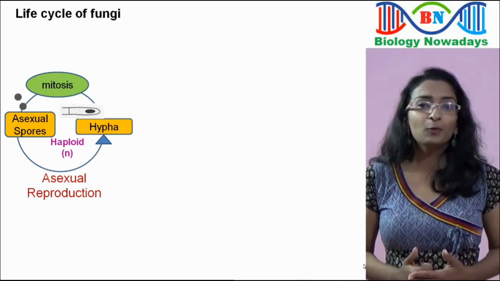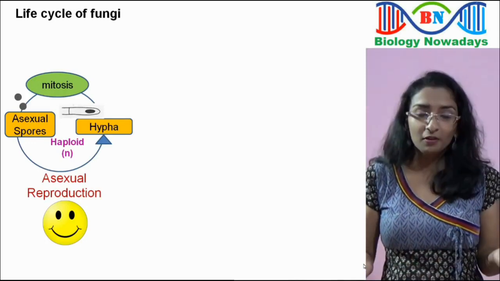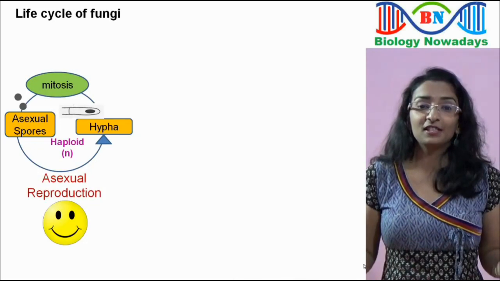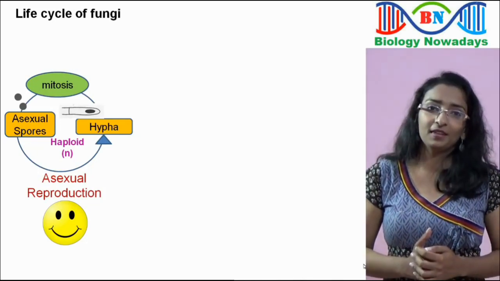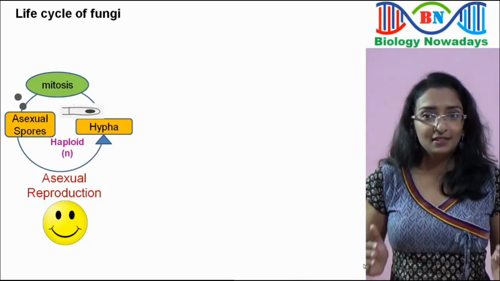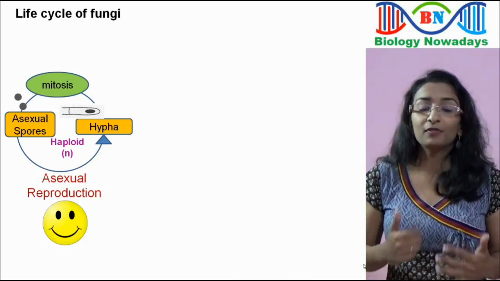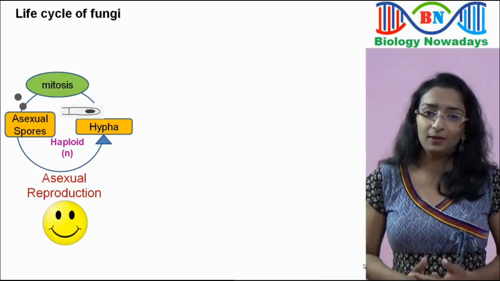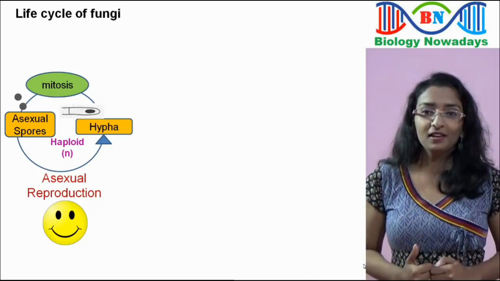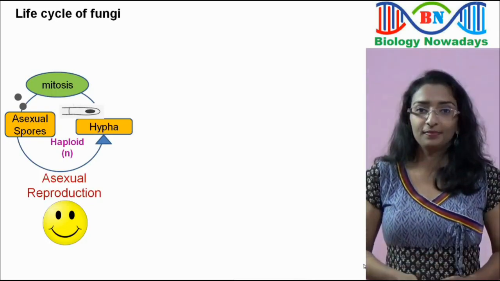Asexual reproduction occurs when conditions are favorable for fungal growth, that is, when it is warm and moist and when there is lots of dead organic matter available. The offsprings produced through asexual reproduction are genetically similar to the parent. A lot of spores are produced for rapid spreading of the fungus in this way. But there is a problem. These spores cannot withstand unfavorable conditions.